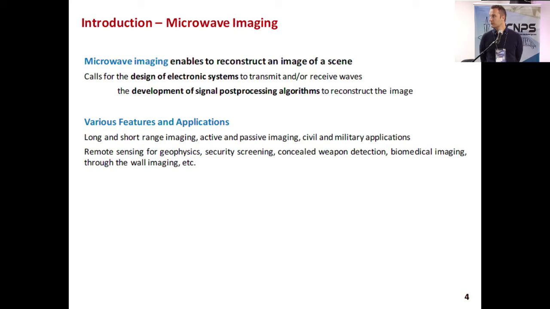It has many features and applications. First, you can have microwave imaging for short or long range distances. You can have, as I said, active and passive imaging. And it has a lot of applications, both civil and military. I named here just a few. For instance, you can think of remote sensing for geophysics, security screening at airports to detect concealed weapons, and also a lot of applications in biomedical imaging, through-the-wall imaging, and so on and so forth.